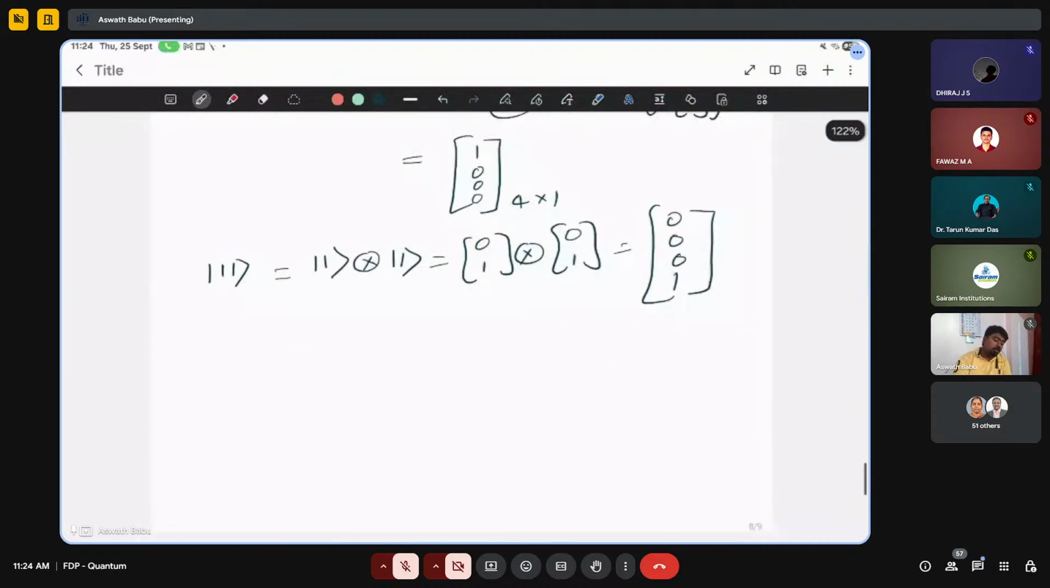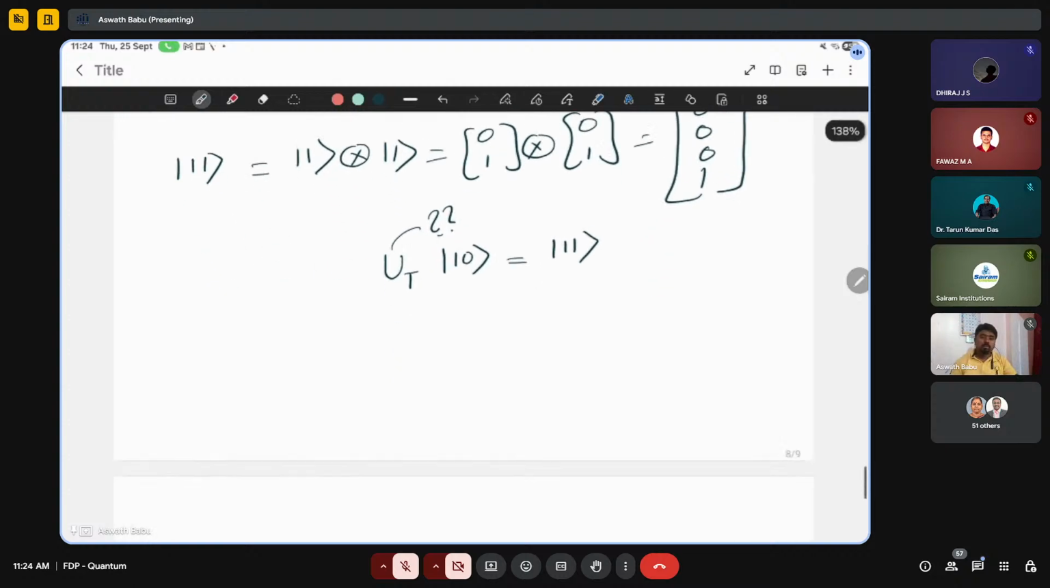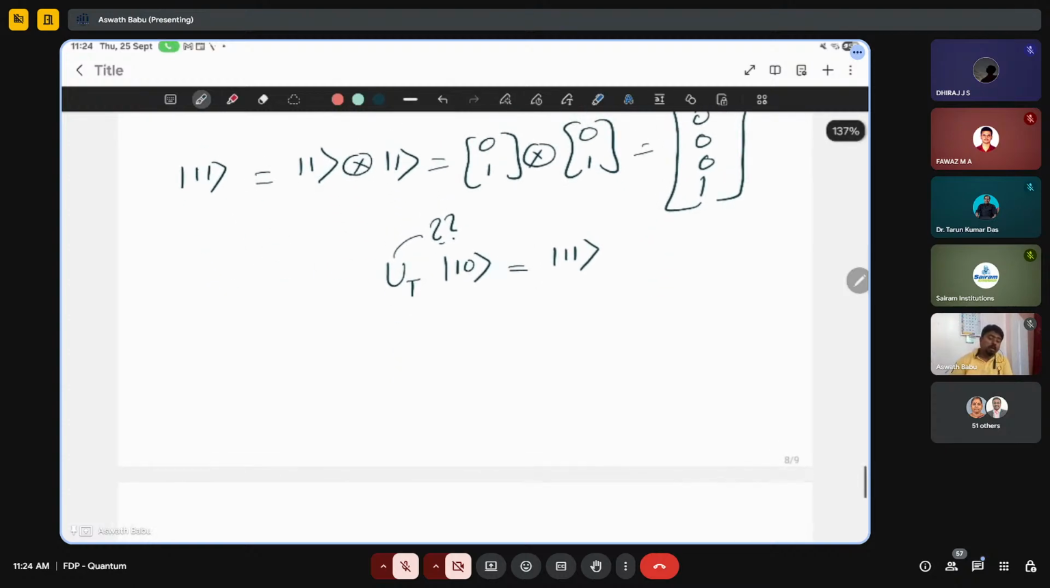what is the transformation matrix? What is the unitary matrix? I'll not say X, unitary F. I'll say unitary transformation gate, which acts on 1, 0 gives you 1, 1. That is the question. Okay, that was the question asked to you, right? Unitary functional gate, which does one change from 1, 0 to 1, 1.